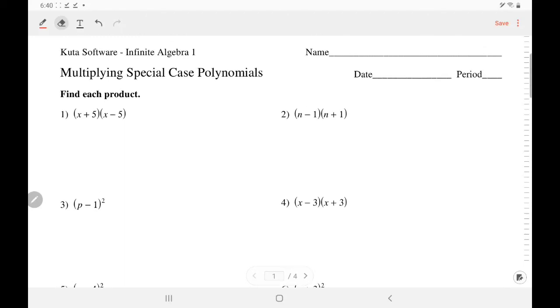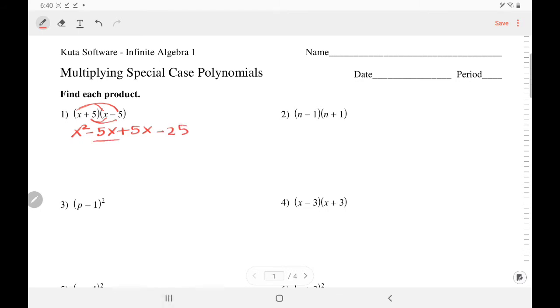Today we do Kuta Software Algebra 1, multiplying special case polynomials. So in number 1, we're going to distribute the x's. So x times x is x squared, x times negative 5 is negative 5x. 5 times x is positive 5x. 5 times negative 5 is negative 25.